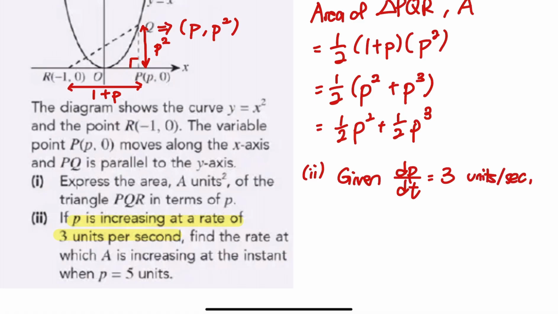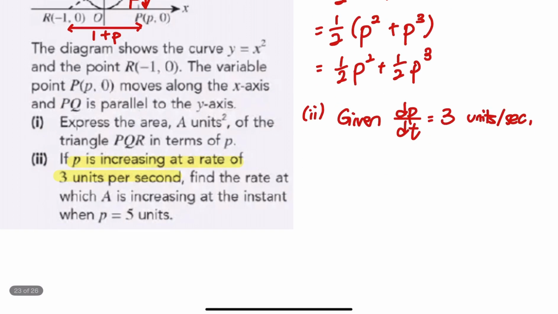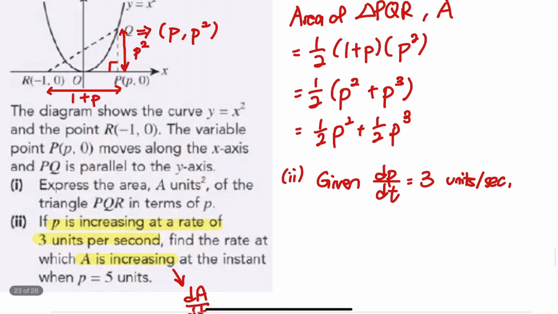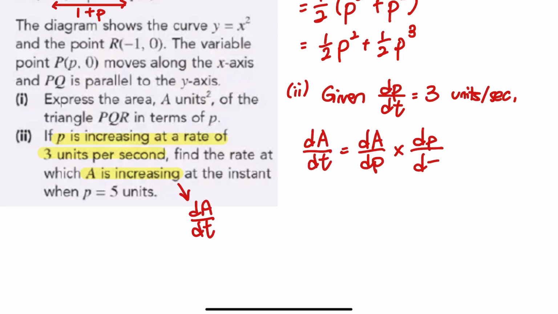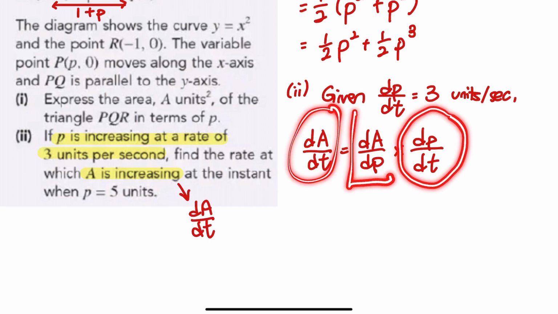Okay, I want to find the rate at which A is increasing. The question is asking us to find the rate at which A is increasing, which is referring to dA over dt. By my connected rate of change, dA over dt is simply equal to dA over dP times dP over dt. I want to find this, and I know what this is. Now I need to find dA over dP.